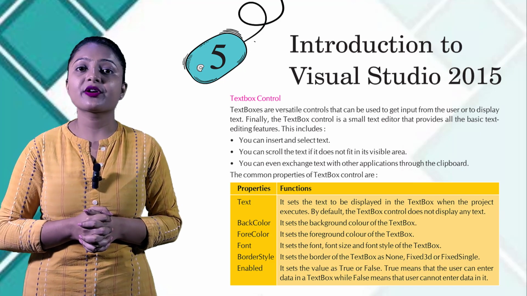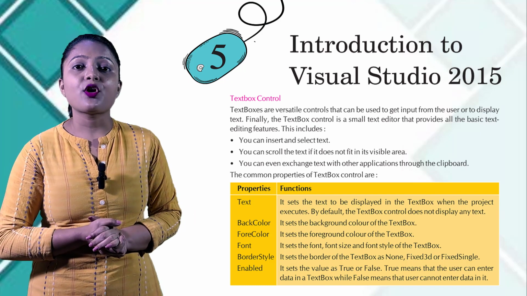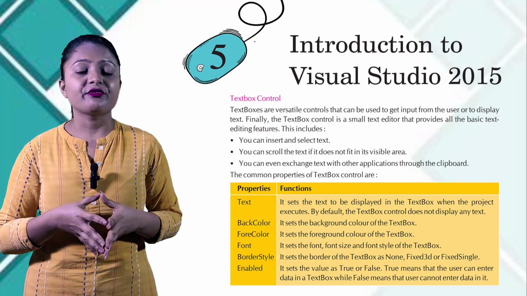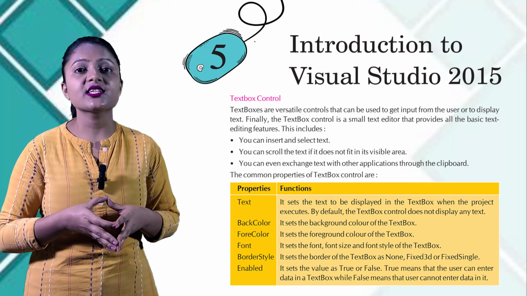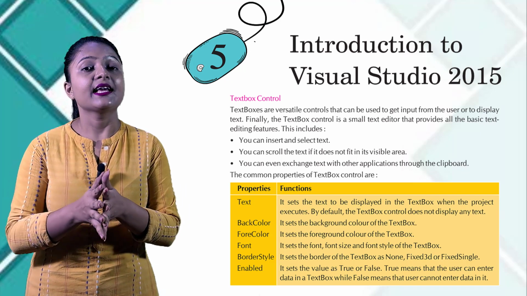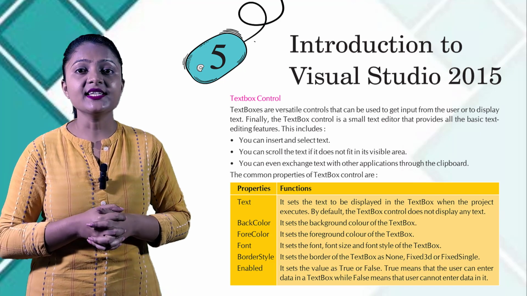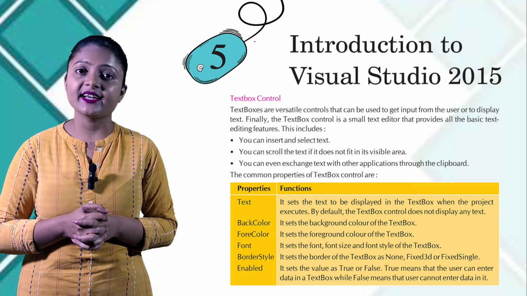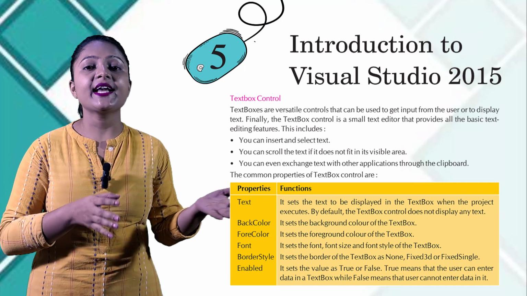Forecolor. It sets the foreground color of the text box. Font. It sets the font size and font style of the text box. Border style. It sets the border of the text box as none, fixed 3D or fixed single. Enabled. It sets the value as true or false. True means that the user can enter data in a text box, while false means that user cannot enter data in it.